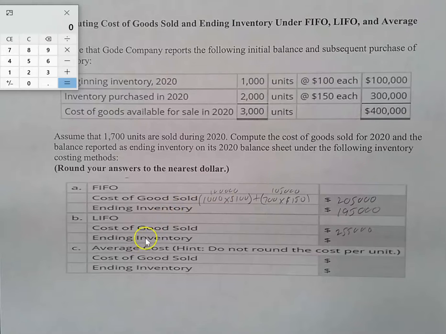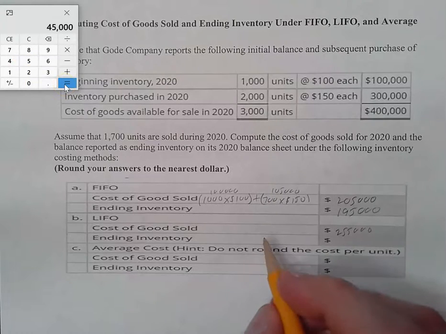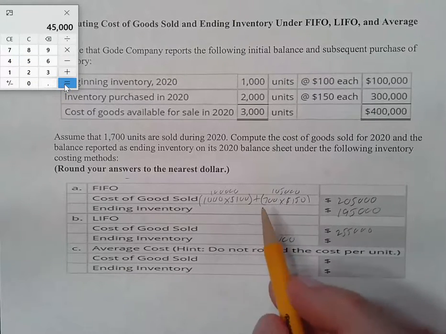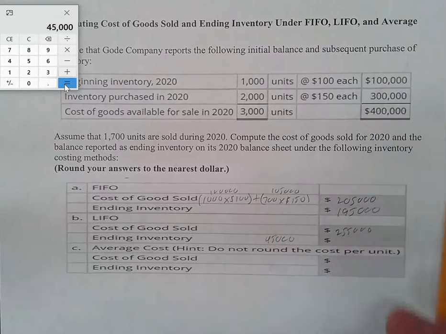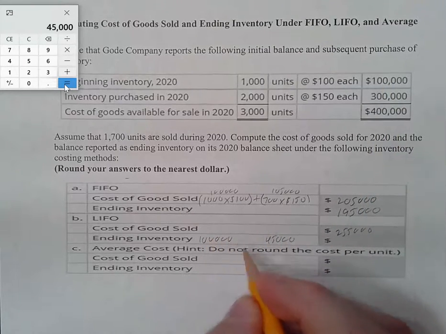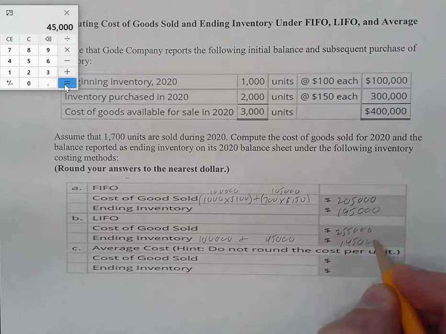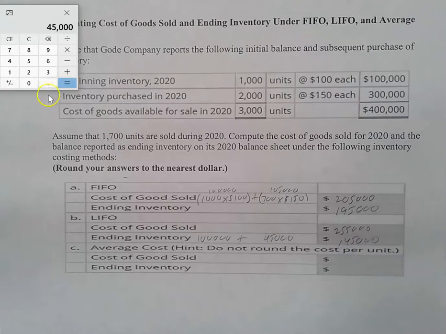So let's see, ending inventory. I just want to show you how we would do this. It would be two numbers: the remaining 300 units times $150 gives us 45,000, and then we would have all of this $100,000 here. And sure enough, just as we said we could have done, 400,000 minus 255,000 does in fact give us $145,000.